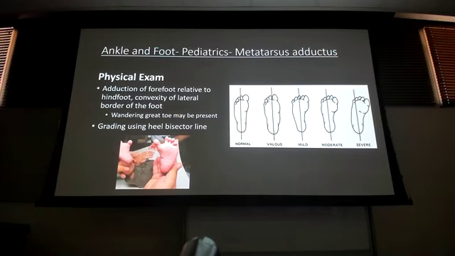Ideally, our heel bisector line should be between the second and third toe, so that's going to be our normal. And then as we start to deviate, we have mild, where it's bisecting that third toe. Moderate is going to be between the third and fourth toe, and then severe is going to be between the fourth and fifth toe. So it's important to know those.